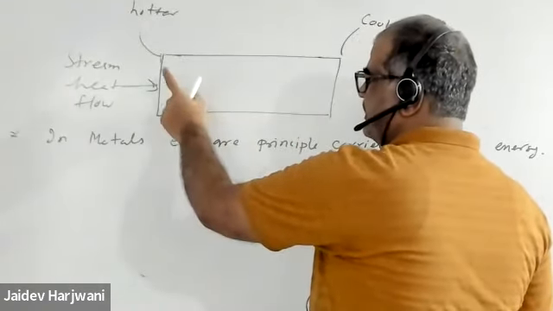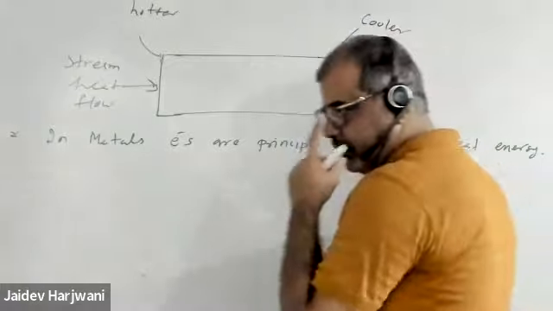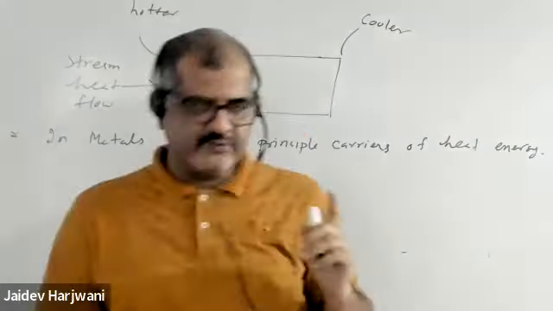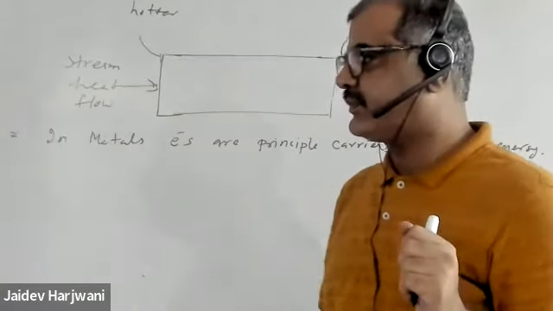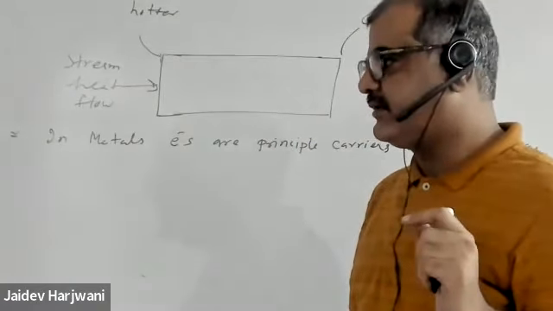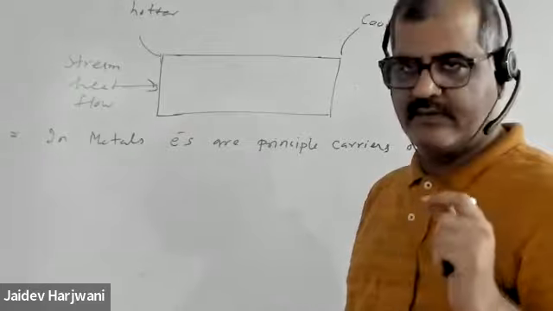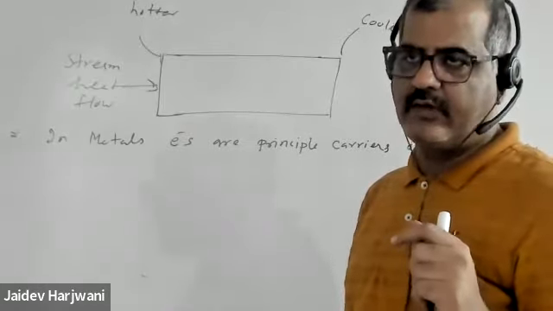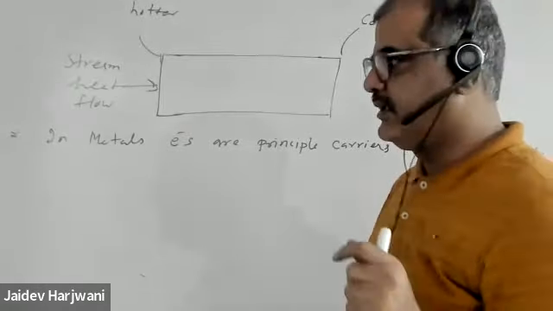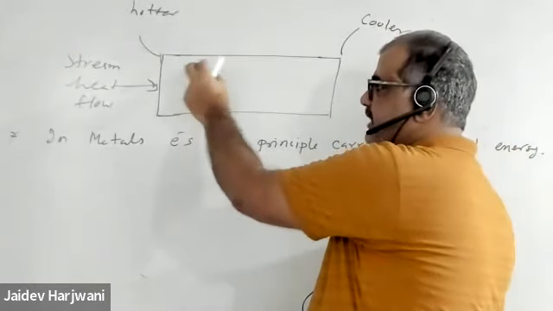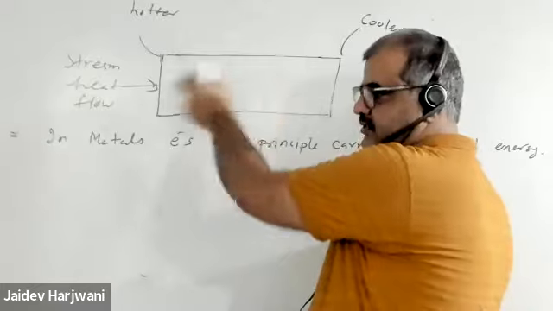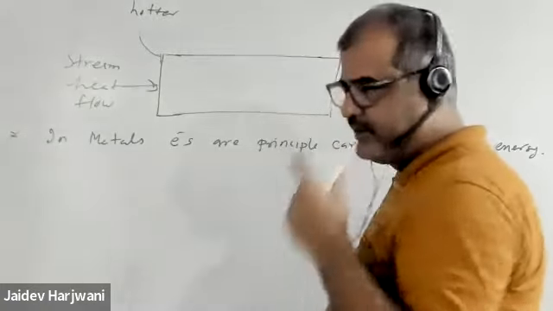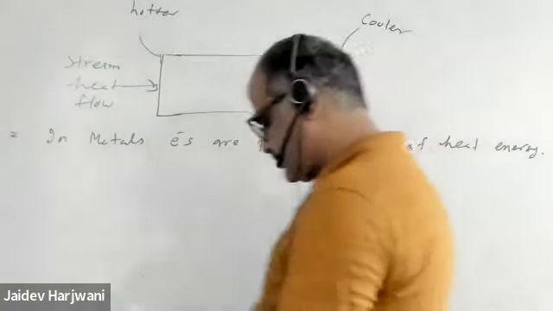So what will happen? Heat will flow from the hotter end to the cooler end. I hope what I'm saying is clear to you. The heat is passed by electrons to the scattering centers. Electrons carry heat, and they collide with the lattice, and the lattice gets heated. So this whole process happens only through the electrons. This you have to remember.